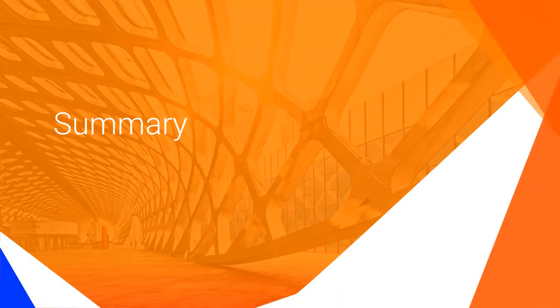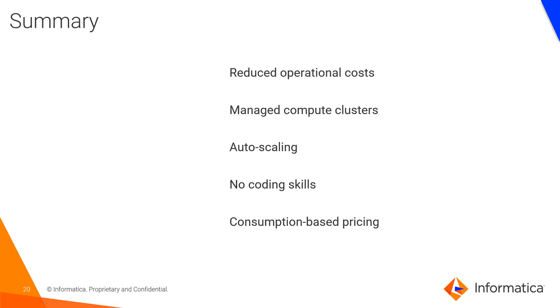Now that we've seen how we can use Data Integration Elastic, let's summarize some of the ways that it made it easier for us to build our cloud data lake. Data Integration Elastic reduced our operational costs. The only thing we had to do was set up a secure agent and an Elastic configuration, and the agent creates or deploys the Elastic cluster for us. If we want to process more or less data, cluster resources are provisioned and deprovisioned accordingly.